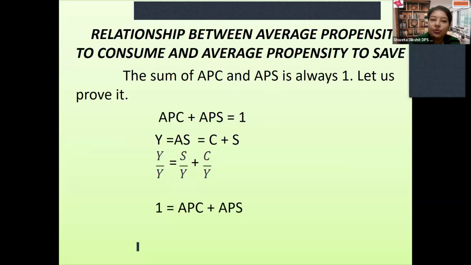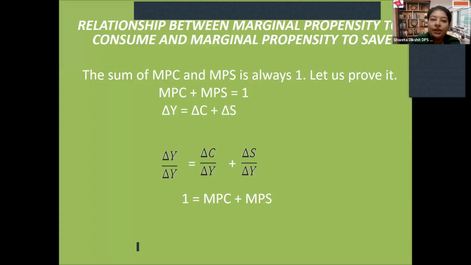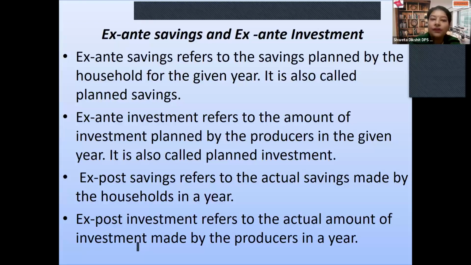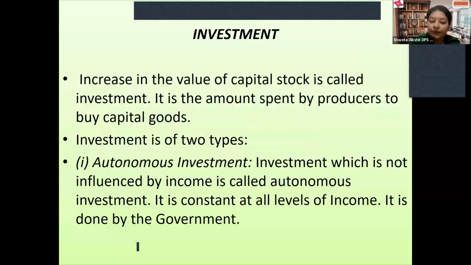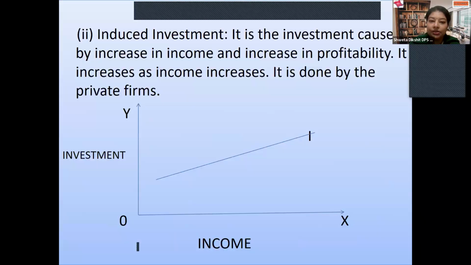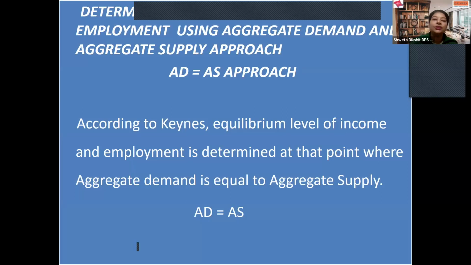Now, I would like to proceed with the next topic in this chapter, which is determination of equilibrium. I repeat, determination of equilibrium with the help of aggregate demand and aggregate supply concept, or with the help of saving and investment concept. So here comes the determination of national income and employment using the aggregate demand and aggregate supply concept.